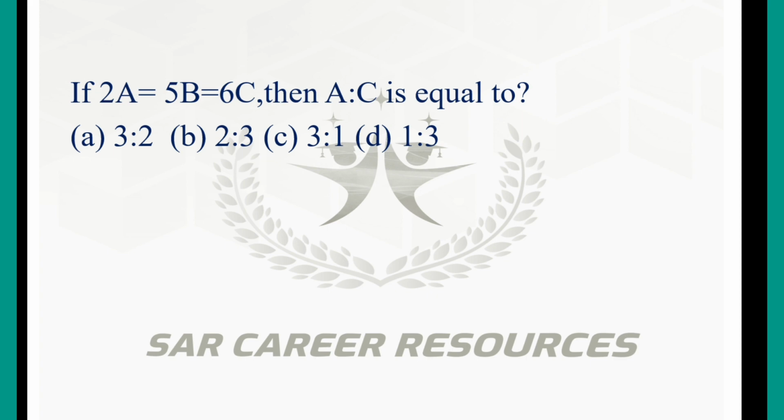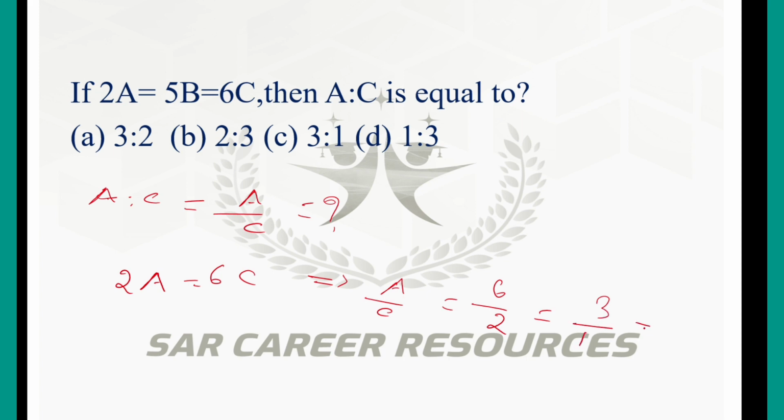Next question. If 2a equal to 5b equal to 6c, then a is to c is equal to? We have to find a is to c, which means a by c. Since 2a equal to 5b equal to 6c, we can equate 2a equal to 6c. So from that, a by c is equal to 6 by 2, which is 3 by 1, equal to 3 is to 1. So the answer is option C. Some students may write 1 is to 3, but the correct answer is 3 is to 1.